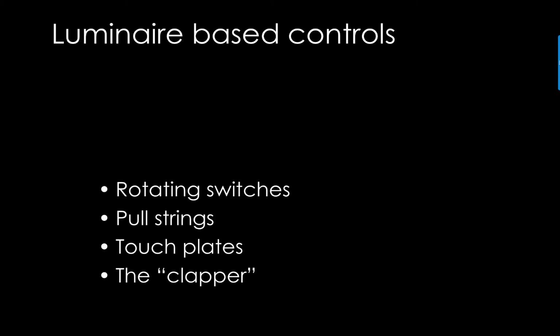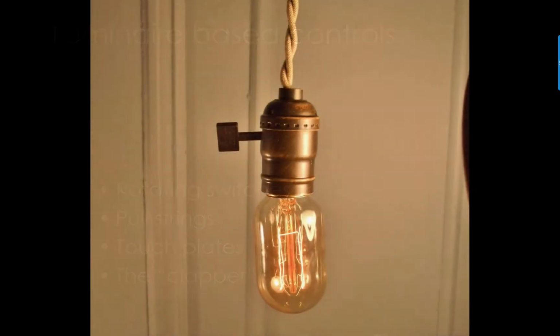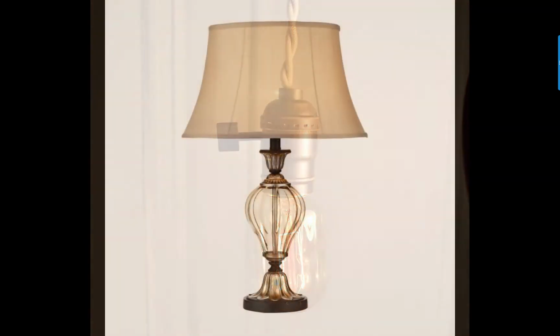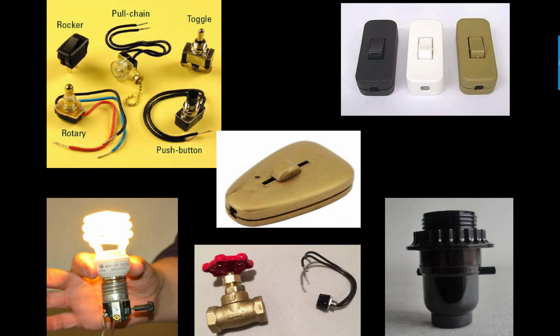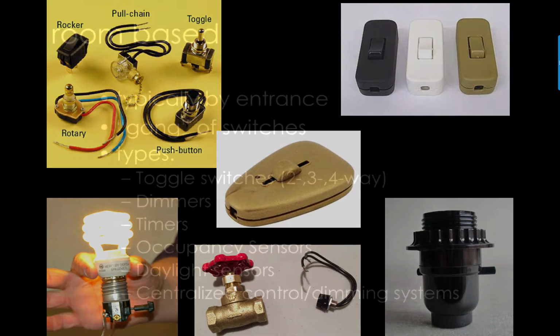Luminaire-based controls. These are things you're probably all familiar with. Rotating switches, pull strings, touch plates. With some fixtures, you just touch the fixture and through capacitance it activates or deactivates the light source. And then there's the clapper, which is an audio-based control. There are little twist dials and things like that, pull strings, floor-based switches, even things that go inside of plumbing equipment to turn the light on and off.